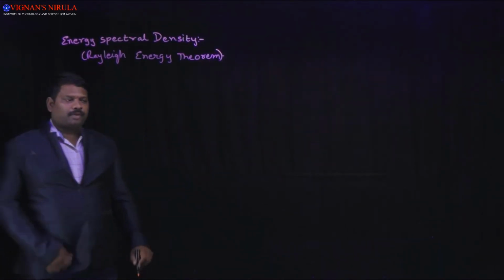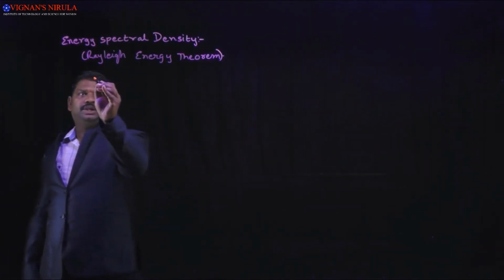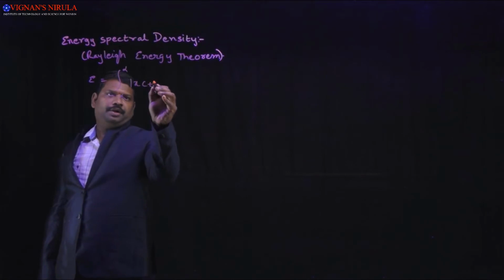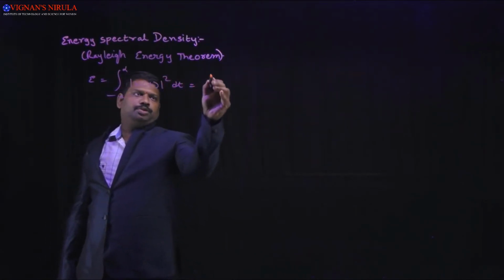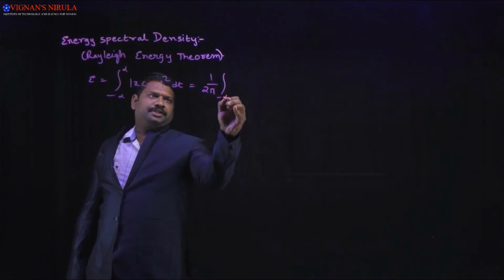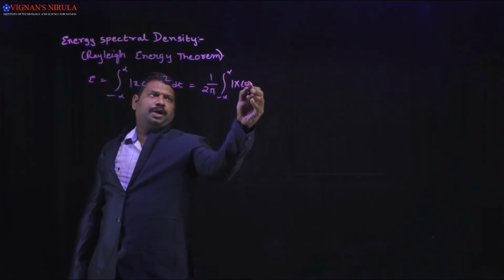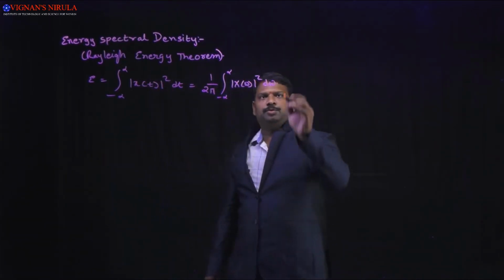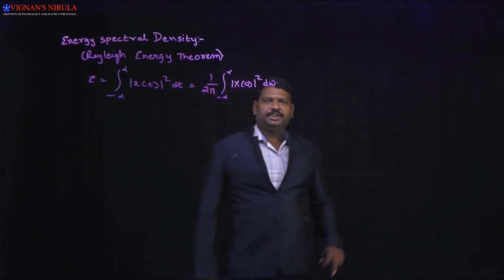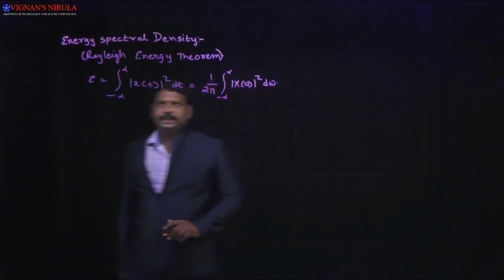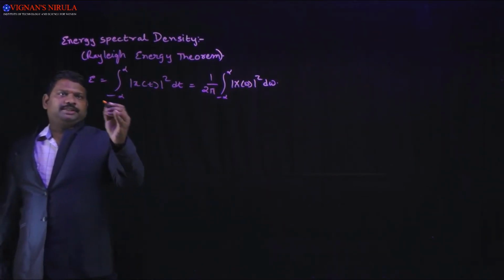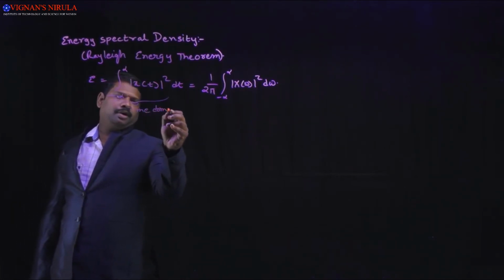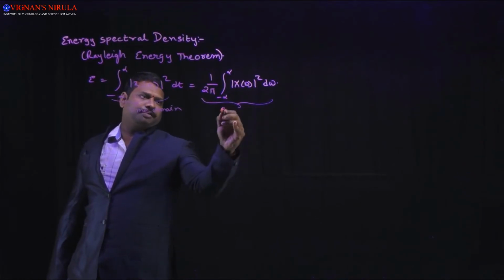Rayleigh's energy theorem is given as E is equal to integral from minus infinity to infinity of mod of x of t whole square dt, which is equal to 1 by 2 pi times the integral from minus infinity to infinity of mod of X of omega whole square d omega. In some cases this can also be expressed in terms of frequency. This is the energy expression in time domain, and this is the energy expression in frequency domain.